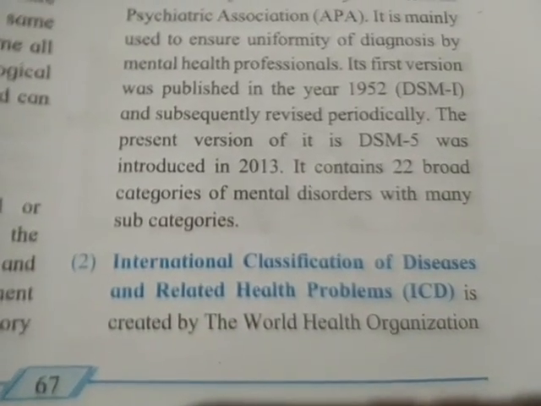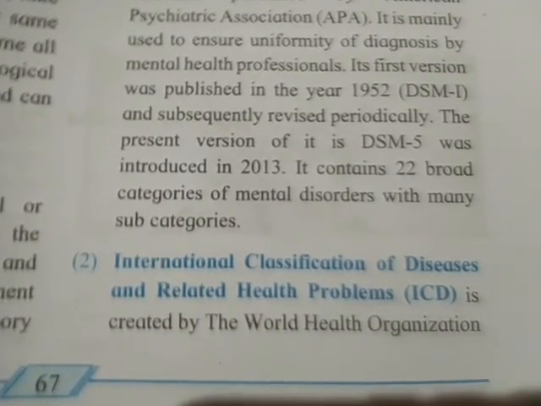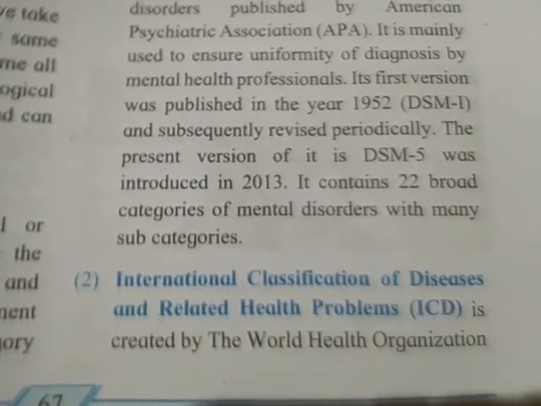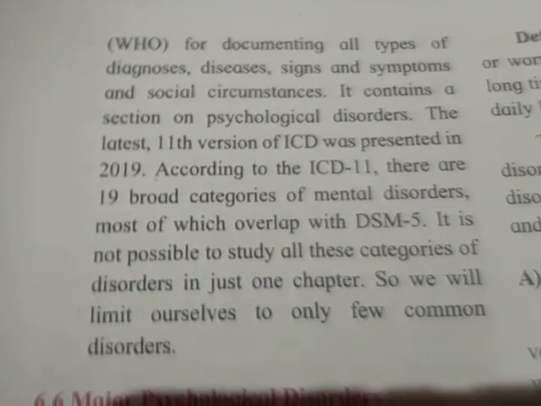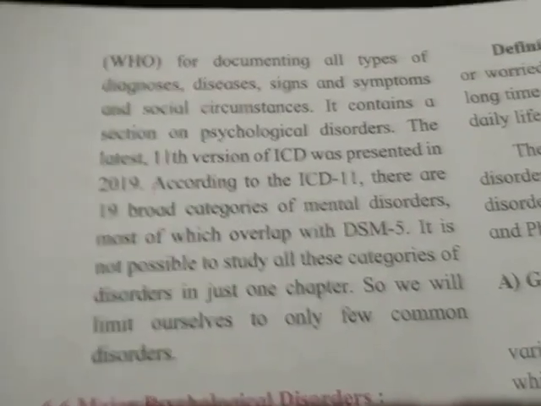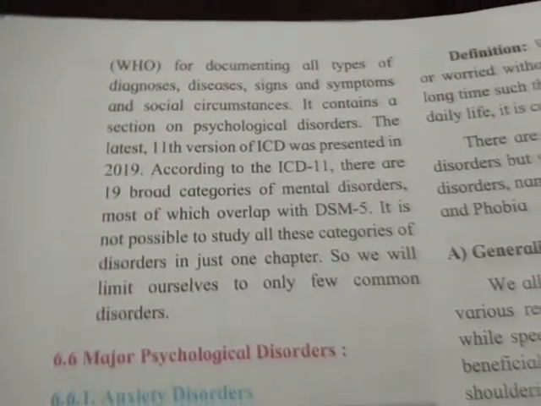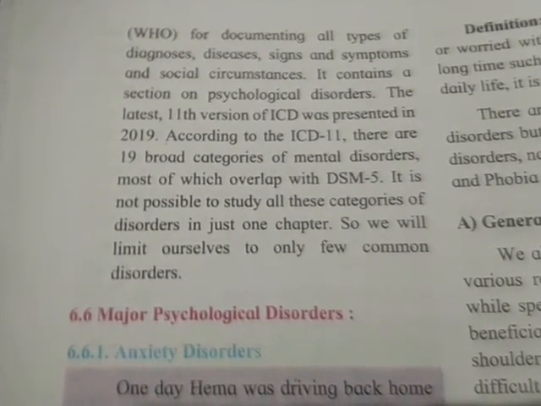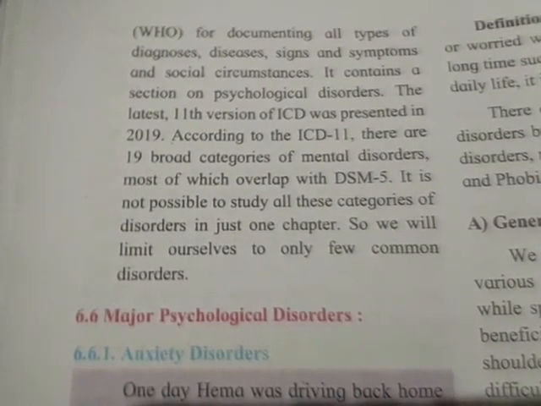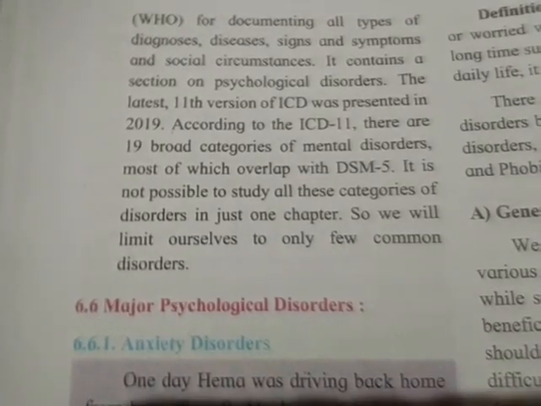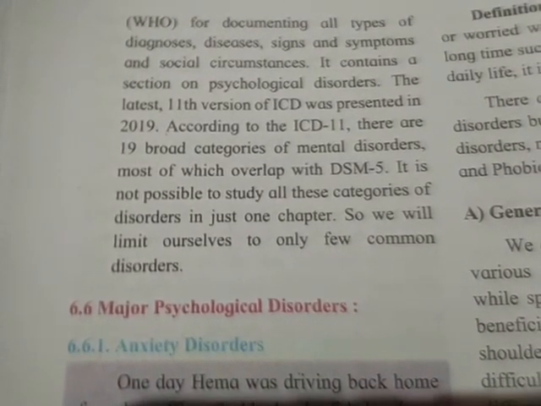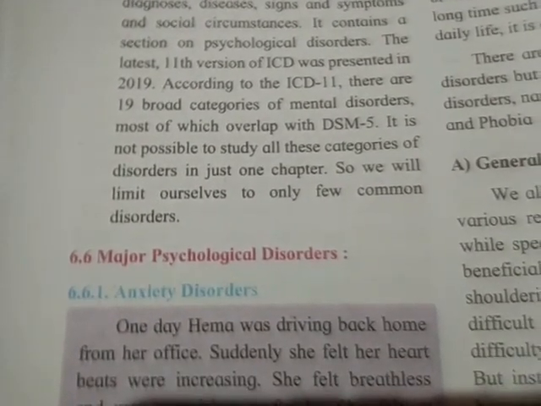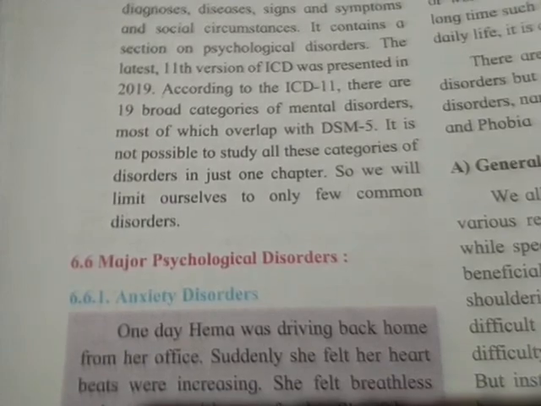Second, the International Classification of Diseases and Related Health Problems (ICD) is created by the World Health Organization, WHO, for documenting all types of diagnosis, diseases, signs and symptoms, and social circumstances. It contains a section on psychological disorders. The latest 11th version of ICD was presented in 2019. According to the ICD-11, there are 19 broad categories of mental disorders, most of which overlap with DSM-5.